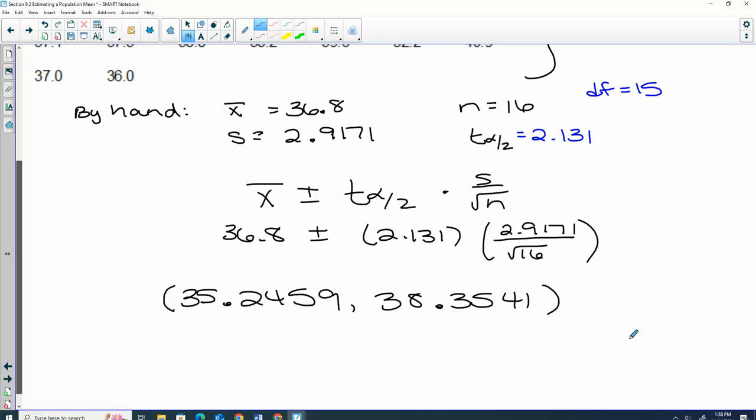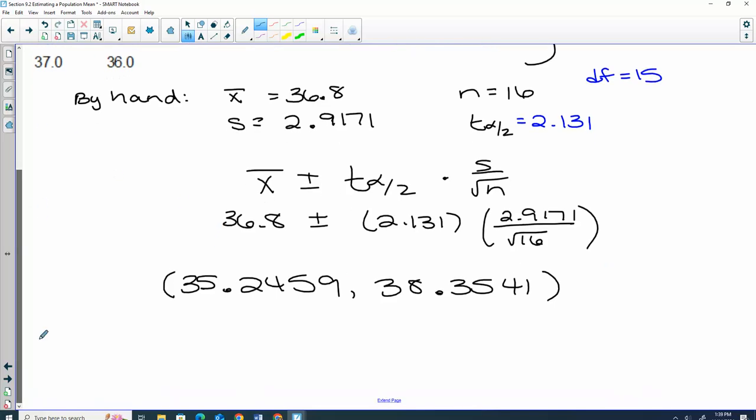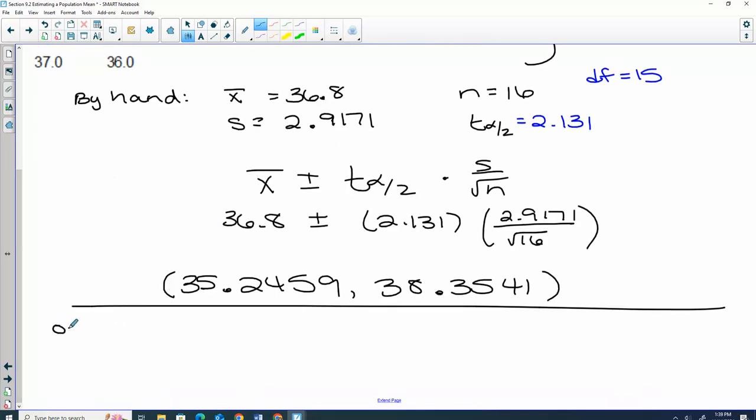Okay. Did everyone get that to work? So let's talk about if we were doing this strictly on the calculator. Did I give you guys a blank slide after this? Yes. Okay, so we should have a little extra space to work. On your calculator, you are going to go to stat, test, number 8.